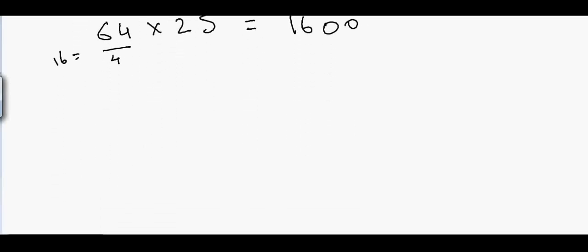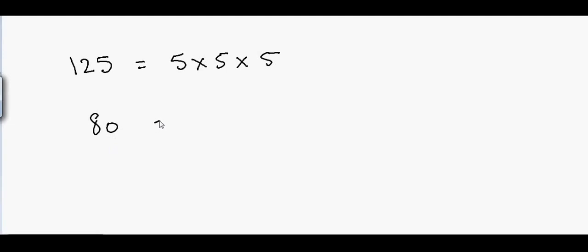Now let's say I have to multiply any number by 125. We know that 125 is 5 into 5 into 5. So instead of dividing by 4, we can divide by 8. Let's take an example, if I have 80. I'm using 80 because it's easier to divide by 8. If I multiply it by 125, that will be equal to 80 divided by 8 is 10, and then 000 at the end, 1 2 3. So that is my answer.